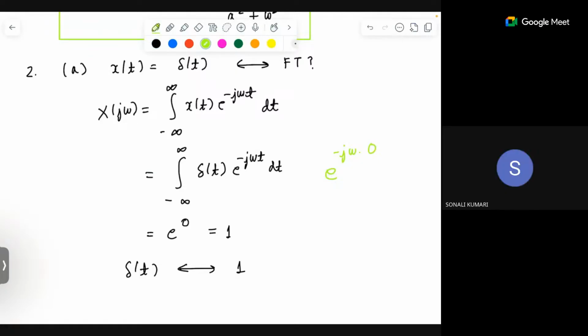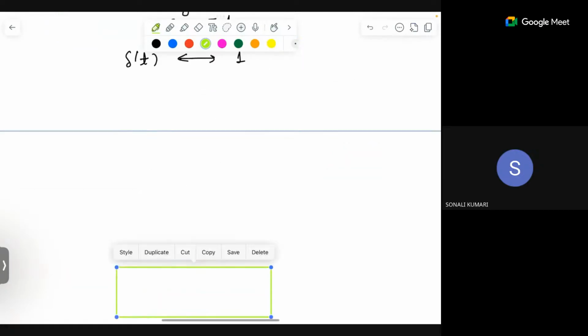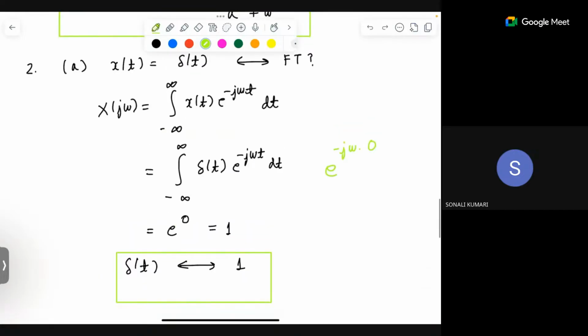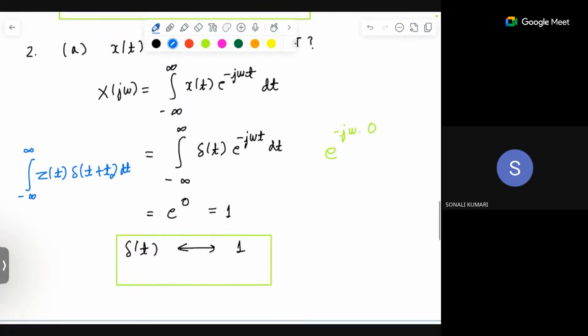No, ma'am. What is it that you didn't understand? How we wrote here 0, e to the power j omega into 0. Okay. Suppose I have some function z of t. I have impulse delta of t plus t naught dt. Do you remember any such property that you studied in the beginning? Yes, the property of impulse. So tell me, what is this equal to?